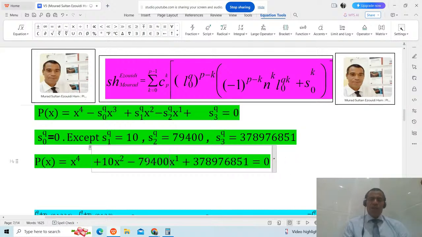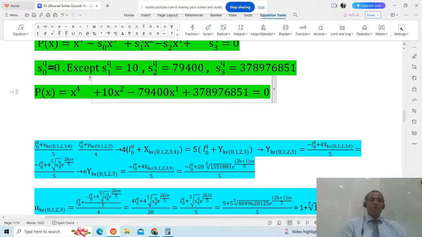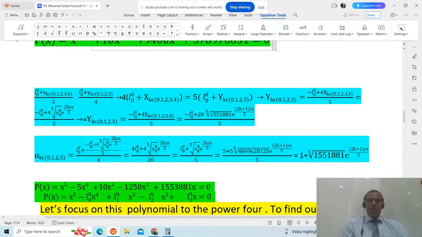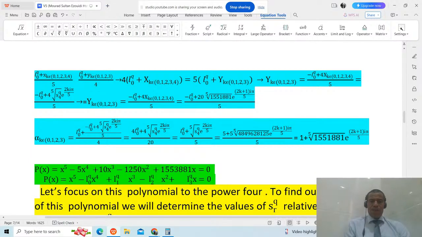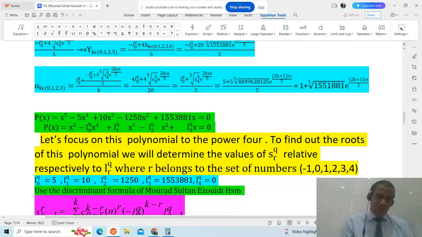Now, learners, I'm going to extend my polynomial. I will just discuss this. Now, the original polynomial that we did, in fact, has the highest power 4. Now, I'm going to extend this.